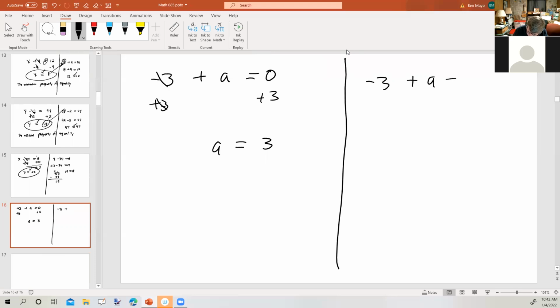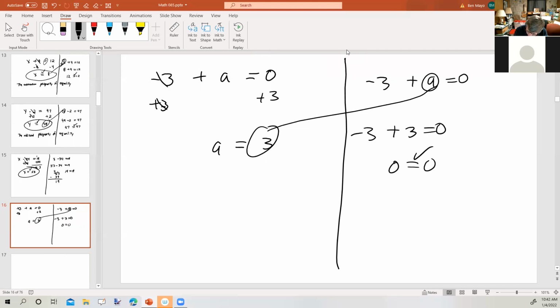And now we'll plug it into the original equation. -3 plus 3 equals 0. 0 equals 0. It checks. So that is the correct solution. Any questions so far? All right, I'll take that as a no.